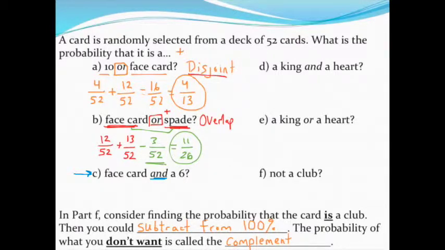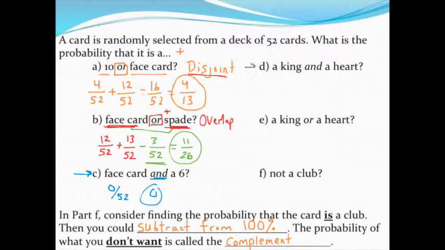Well, if you think about it, since face cards are kings, queens, and jacks, and 6s are 6s, there's not one single card that can be both of these. So my probability of this event actually is 0 out of 52, or just 0% chance. I can't get a card that's a face card and a 6. No such card exists.